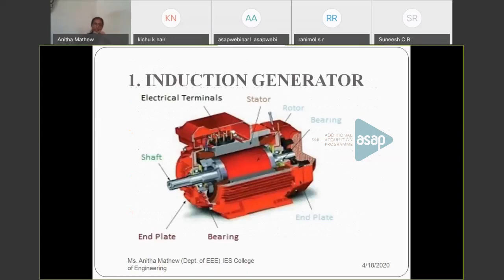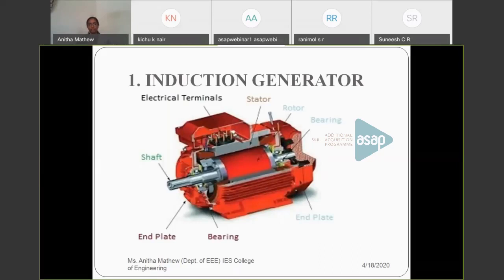Generator, we know, what is a generator? A generator is a machine that converts mechanical energy to electrical energy. The same induction motor can be run as an induction generator. Okay, how can it be run as an induction generator? We are providing some mechanical force or mechanical energy to the machine.